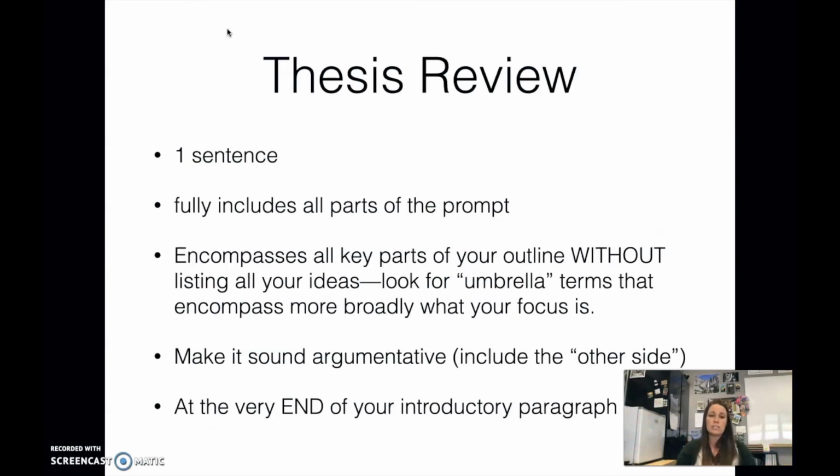A little bit about your thesis. First of all, it should be only one sentence. Your thesis should include all parts of the prompt: Christianity and transcendentalism, and two specific topics within that. It should encompass all key parts of your outline without simply listing your ideas. Again, look for umbrella terms that encompass more broadly what your focus is. You want to try and make it sound argumentative, meaning acknowledging the other side. So maybe you think that transcendental works are perfectly fine and they totally align with Christianity. Some people disagree, so acknowledge that there's disagreement there.